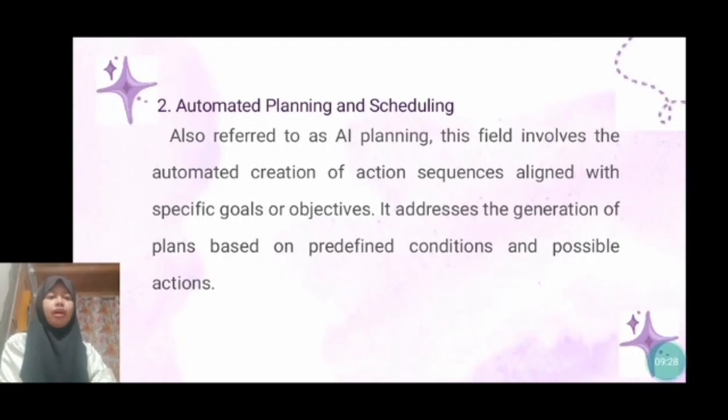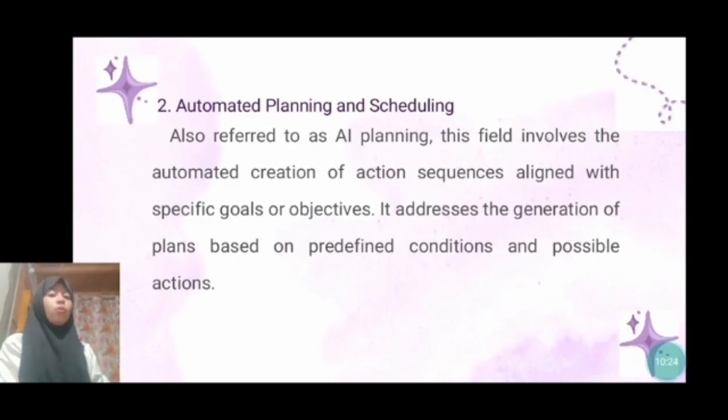Number two goal of AI is automated planning and scheduling. This is another important goal of AI. It means automatically creating plans and organizing tasks over time to achieve a goal. Automated planning is the what-to-do part. This is about deciding the steps needed to reach a goal. For example, the goal is going to school. The AI can create the plan: first wake up, then eat, then get dressed, and then leave for school.